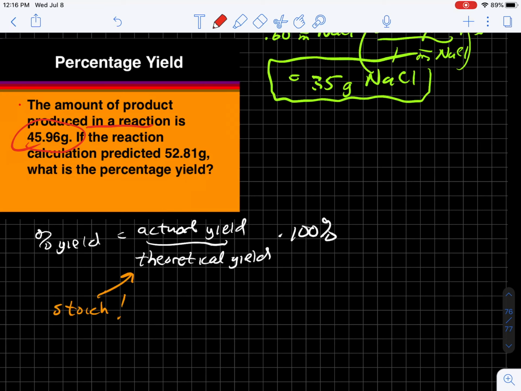There is our actual yield. The amount of product produced was 45.96 grams. And then we calculated that we should have gotten 52.81 grams. What was our yield? So we're going to substitute in those numbers.